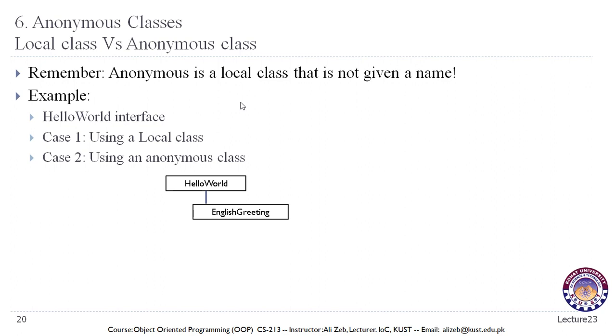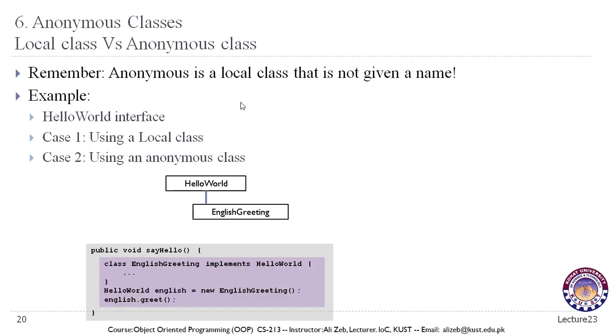So we have an interface hello world. It is implemented by the English greeting. As we can see, we have a method, and inside the method we declare a local class that implements the hello world interface. This is how we will do it when we use the local class. Now we can declare an object using this interface of the local class, and we can access the greet method using this object. This is the local class that implements the hello world interface.